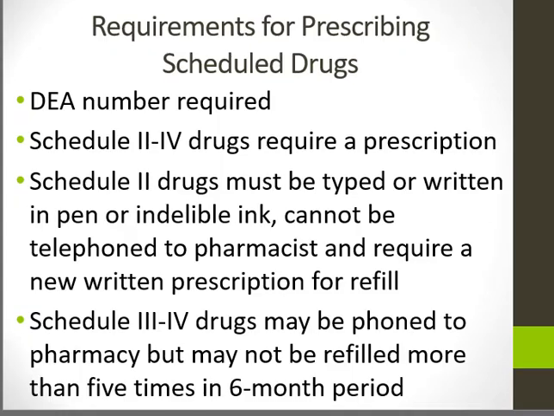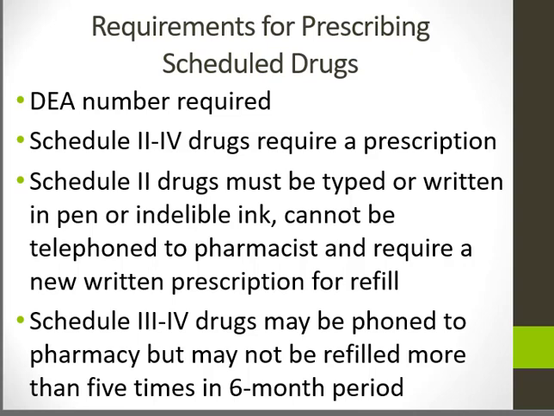So what are the requirements? If you're a prescriber and you want to prescribe a Schedule 4 drug, the requirements are different than if you want to do a Schedule 2 drug. So if you are a prescriber, your DEA number is required on the prescription. Schedule 2 through Schedule 4 drugs require a prescription. Schedule 2 drugs must be typed or written in pen. They cannot be telephoned to the pharmacist and require a new written prescription for refill.